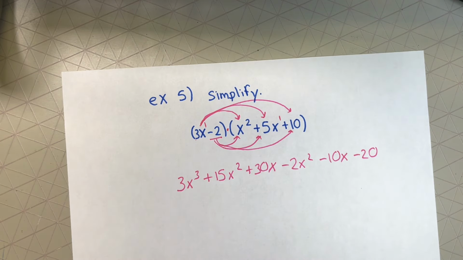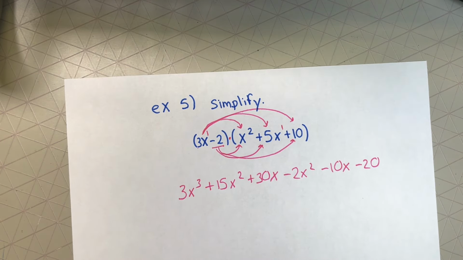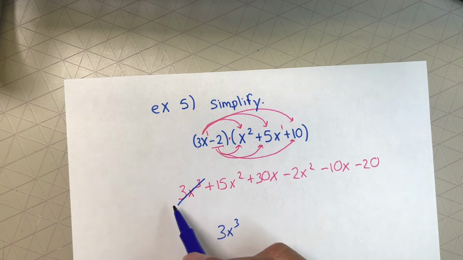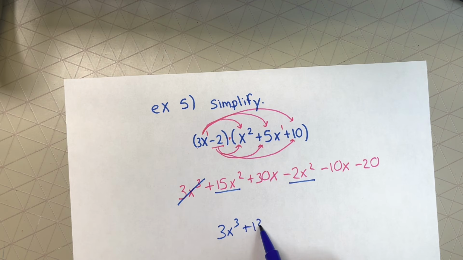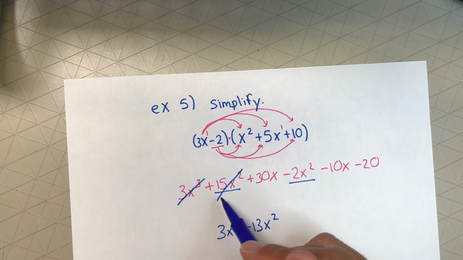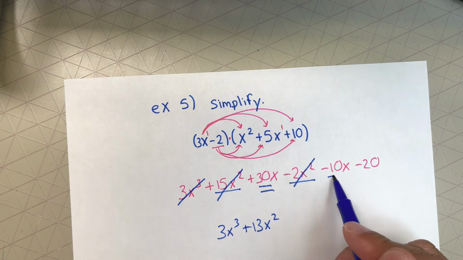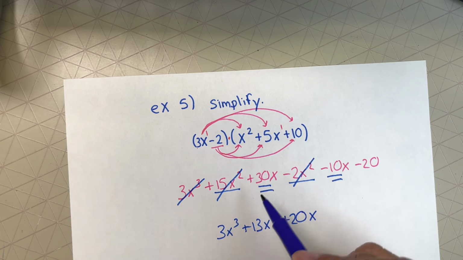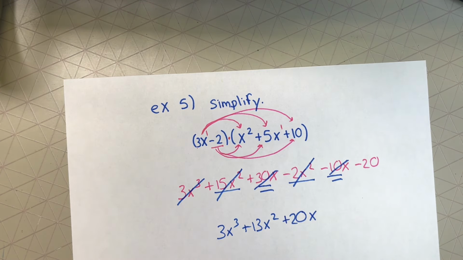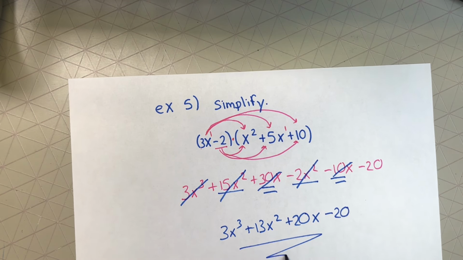Now, once I have that, my next step is to ask myself, is there similar terms? There's nothing with 3x cubed, so just drop it down. Cancel it out so you don't get confused. There's a 15x squared and a negative 2x squared. 15 minus 2 is going to be 13. Cross it off once you're done. I have a 30x and a negative 10x. 30 minus 10 is going to be 20, positive. Keep the x, remember, don't add them because you're not multiplying. Cross it off, and then I'm ending up with negative 20, which means I'm just going to go ahead and drop it down. And that's my final answer.